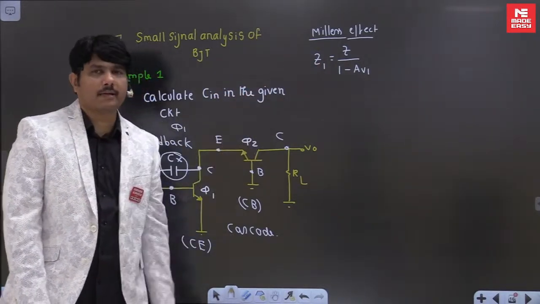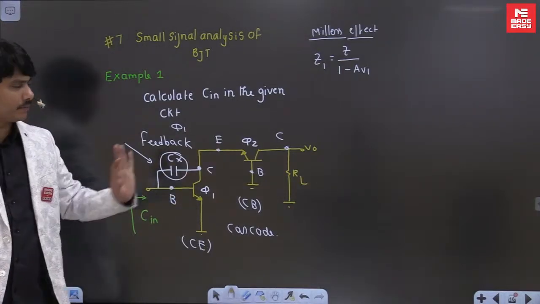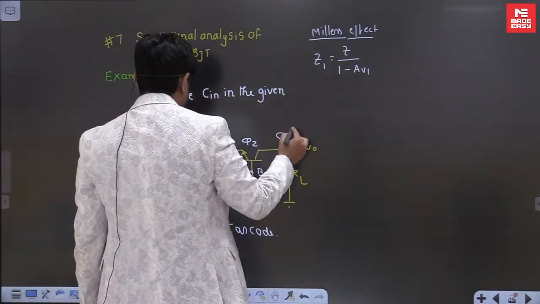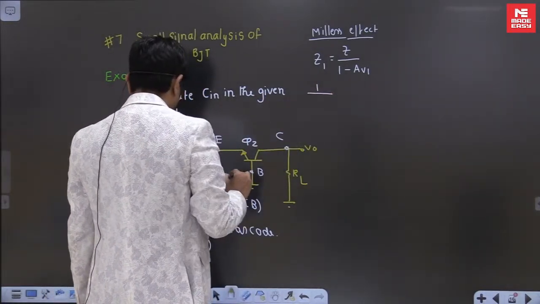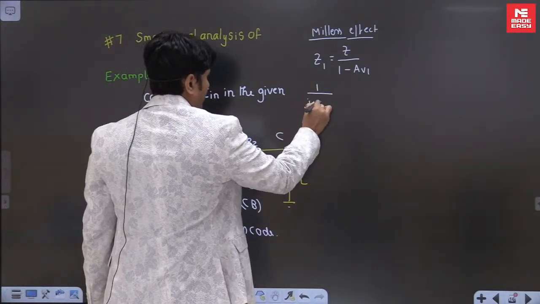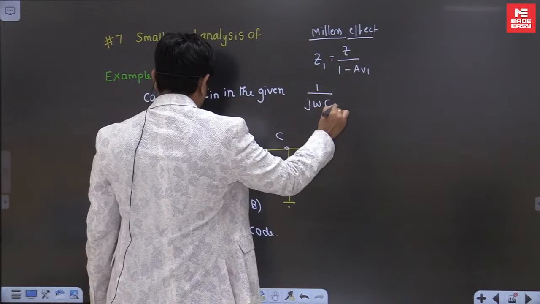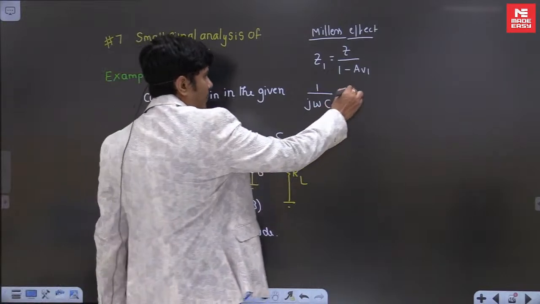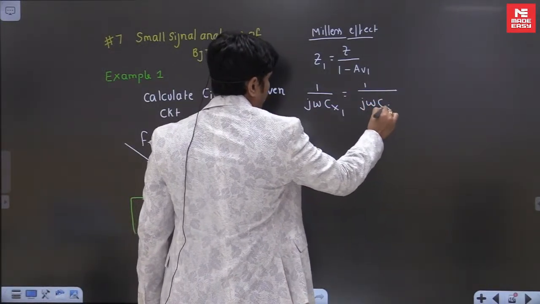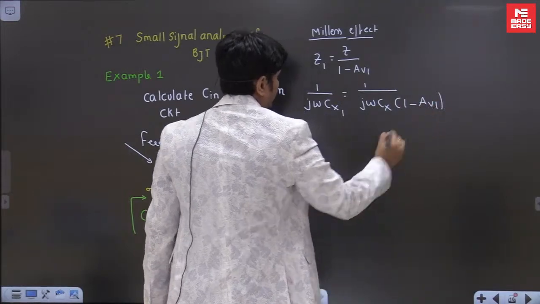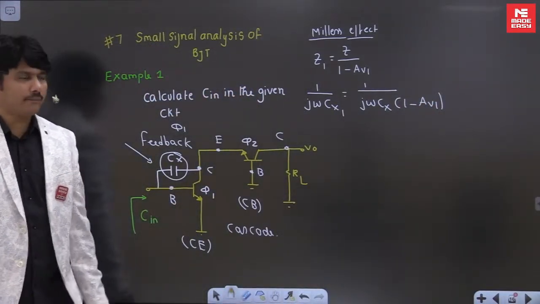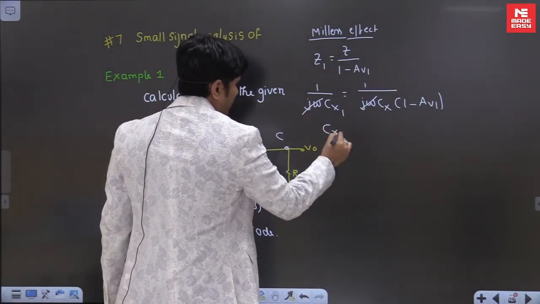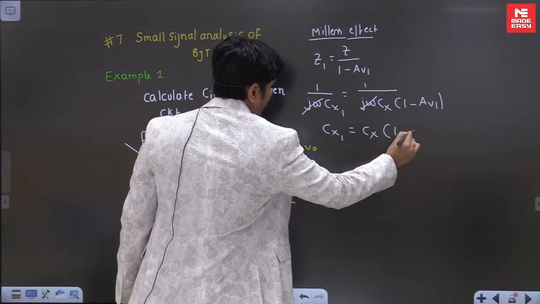Z1 is Z by 1 minus Av1. It means I want the first transistor gain, not the second transistor gain, because the feedback is going across the first circuit. Here Z is 1 by j omega Cx. The input side Cx1 will take 1 by j omega Cx into 1 minus Av1. I am just applying the formula with respect to capacitance. The j omega cancels, and Cx1 becomes Cx into 1 minus Av1.